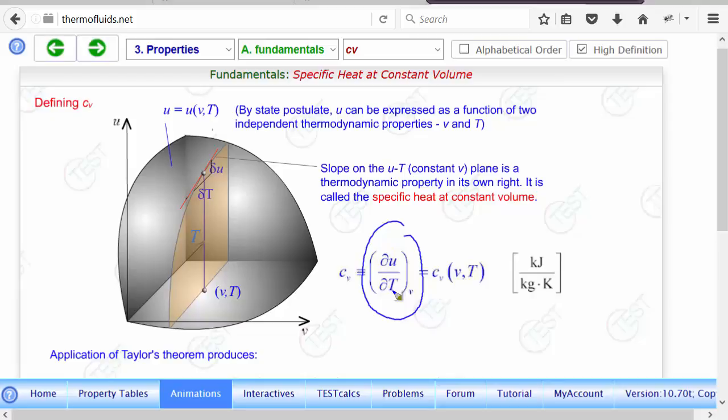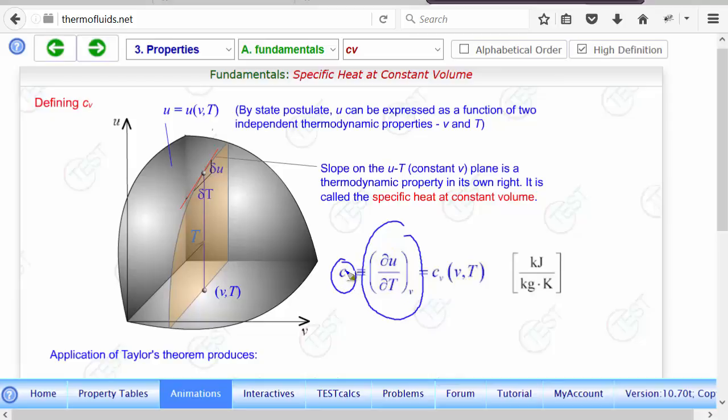This is called a new thermodynamic property in its own right. It's given the symbol Cv, because in this derivative V is held constant. It's called specific heat at constant volume. In my opinion, it's a terrible name because it's not heat. Heat is Q. But it is something related to heat transfer per unit mass. That's how it can be experimentally found. That's the historical reason why it's called specific heat, because we divide by unit mass to calculate this Cv.